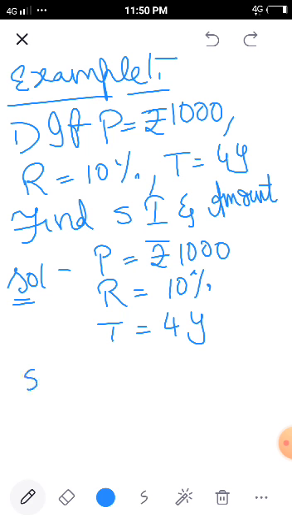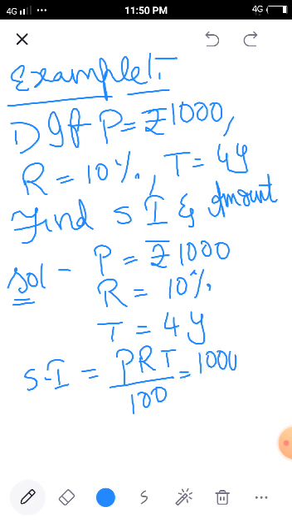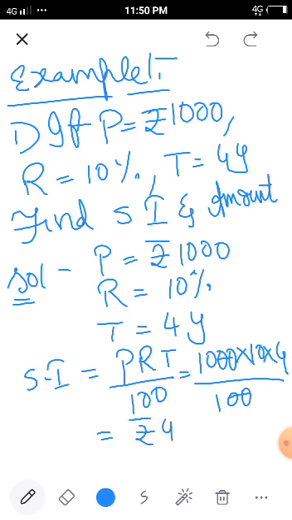Now simple interest SI equals P R T upon 100. So P is 1,000, R is 10 percentage, time period is 4, upon 100. Two zeros cancel two zeros, 10 into 10 is 100, 100 into 4 is 400 rupees. So 400 rupees is the interest.